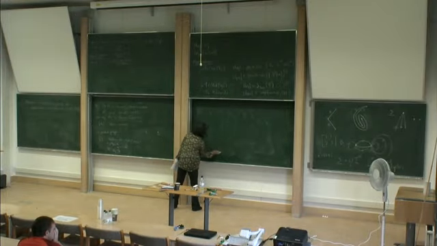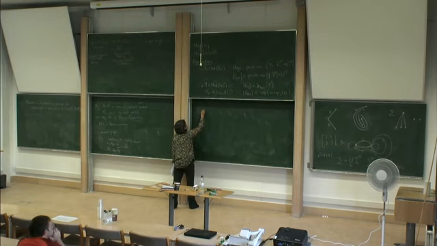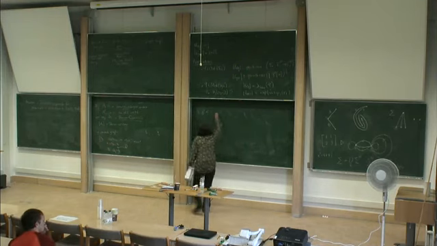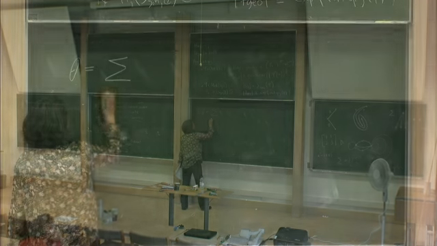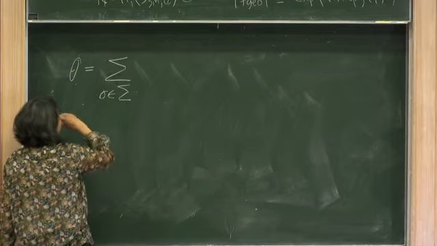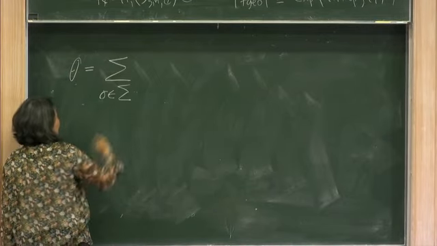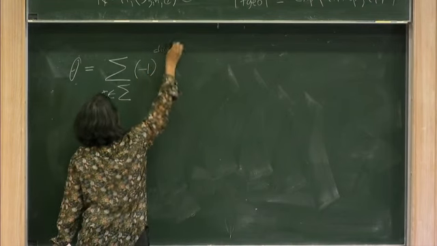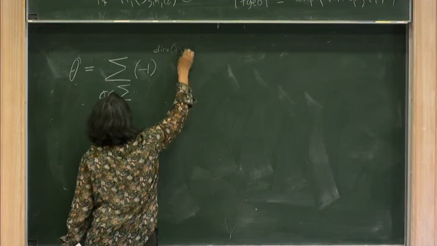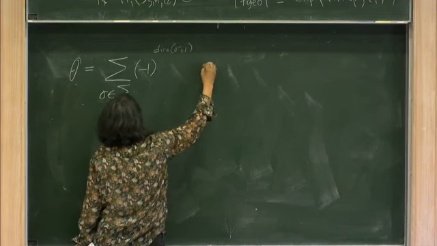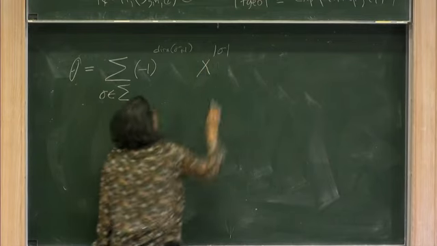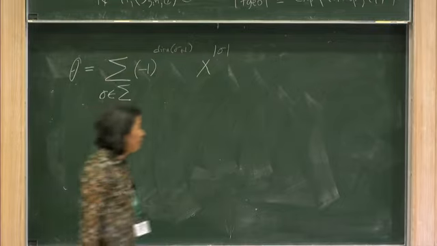And now I compute a polynomial, call it theta, which in general is given by the sum over sigma in here, so every simplex in here, of minus 1 to the dimension of sigma plus 1, times x to the number of vertices in sigma.